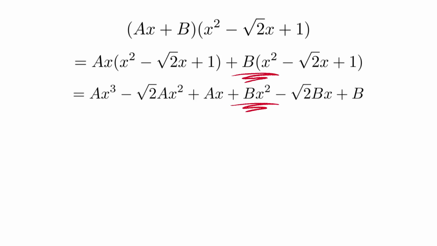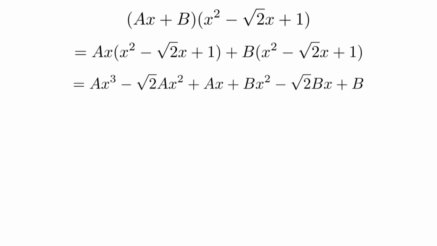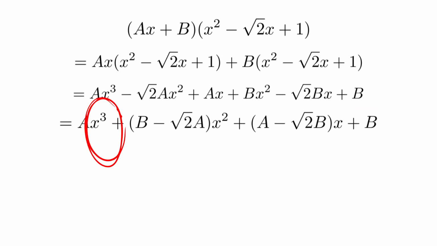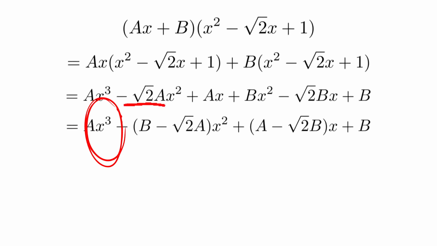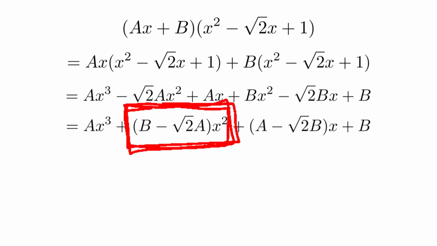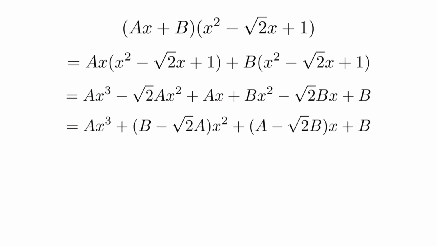We get Bx squared. Multiply B by negative square root of 2 x. We obtain negative square root 2 Bx. Finally, multiply B by 1. The result is B. Now combine like terms. The x cubed term is A x cubed. The x squared coefficient becomes B minus square root 2 A. The x coefficient becomes A minus square root 2 B. The constant term is B.